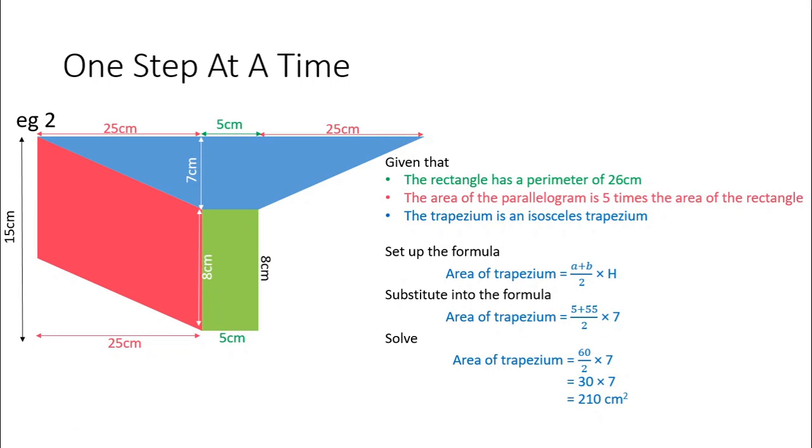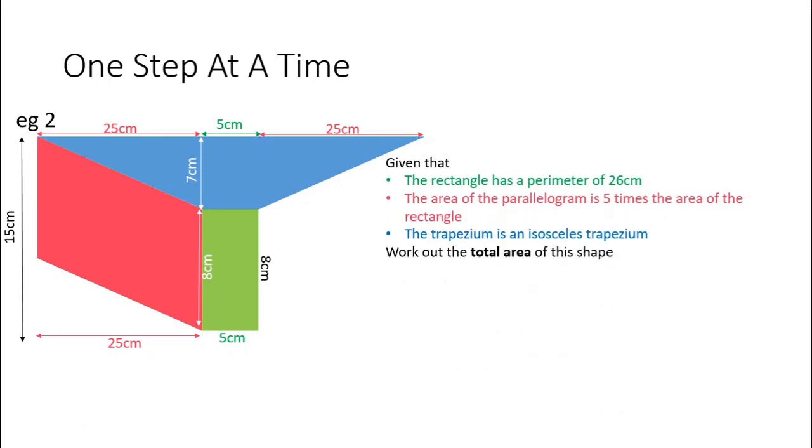There we have it. We figured out the missing length in the rectangle. We know the area of the rectangle. We figured out the missing height of the parallelogram. We've worked out the area of the trapezium. We must be done. We're not. Always reread the question. We were asked to work out the total area of the shape.